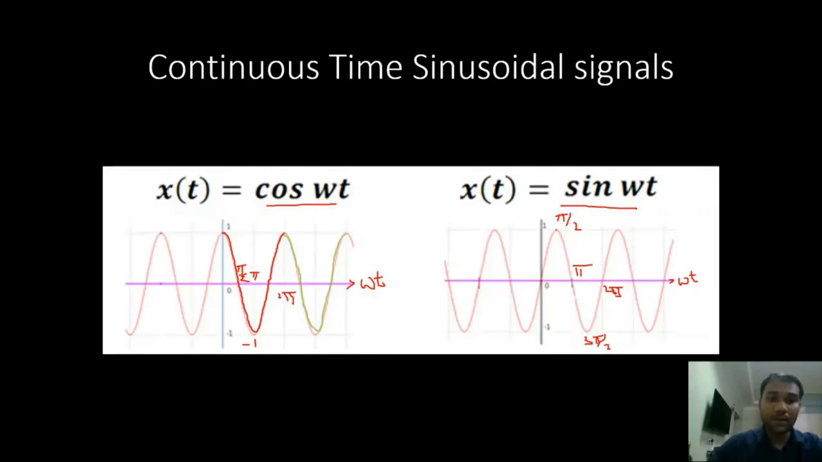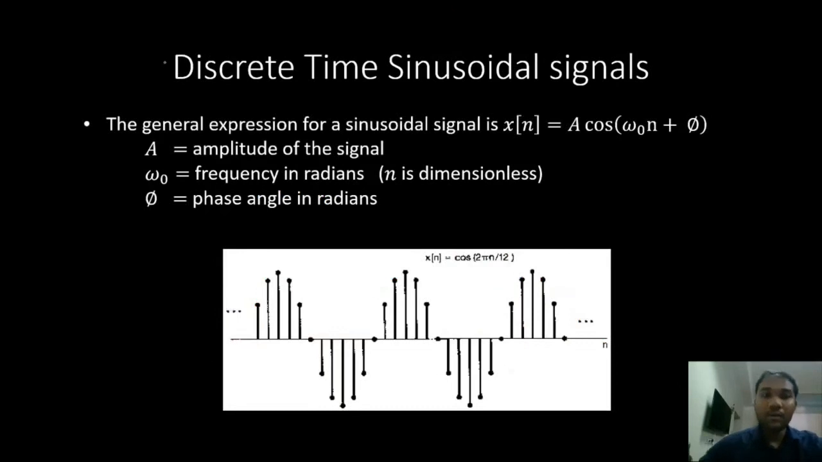So the period is 2 pi. Similarly here, this is one portion of the signal which repeats over time, right? Again here also the period is 2 pi. Now we have already seen the continuous time. Now it is discrete time sinusoidal signal. In place of t we just have n, that is the general form.